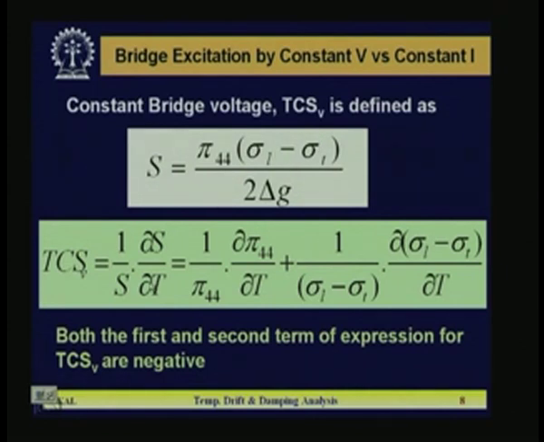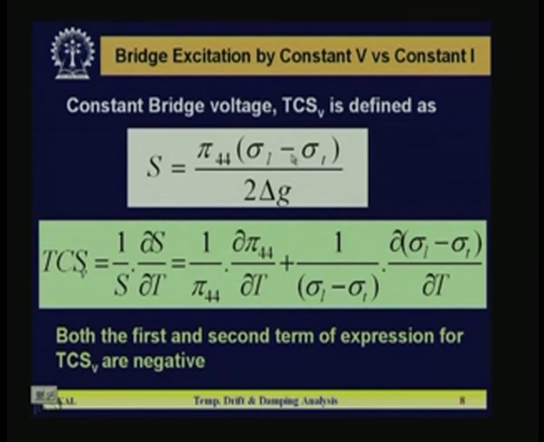Now, in the bottom relation, if you see, TCS, temperature coefficient of sensitivity, when you use constant bridge voltage, that is why subscripted V, is equal to 1 by S del S by del T, that is the relation, and that is equal to 1 by pi 44 del pi 44 by del T plus, because there are two parameters, pi 44 and sigma L, sigma T.